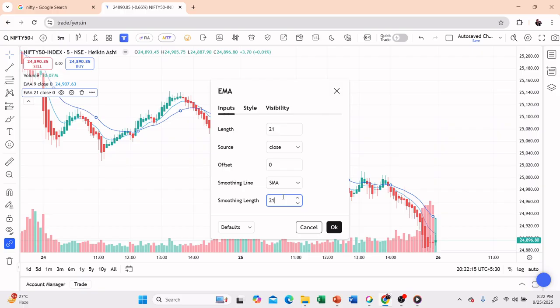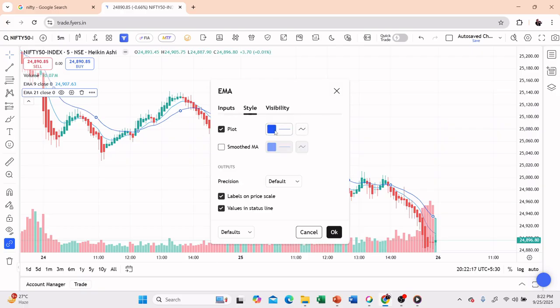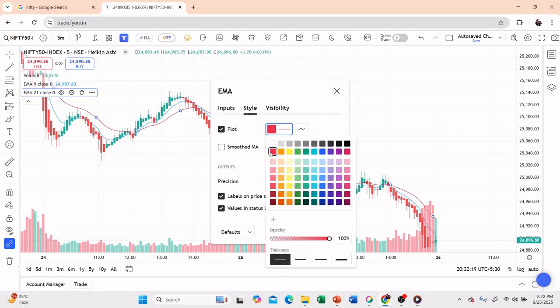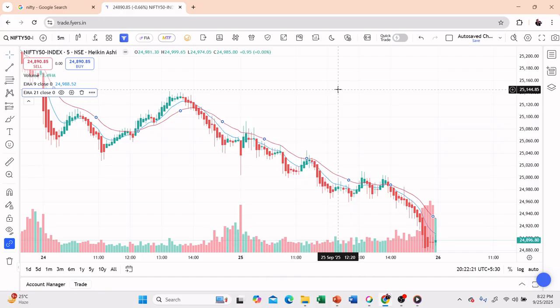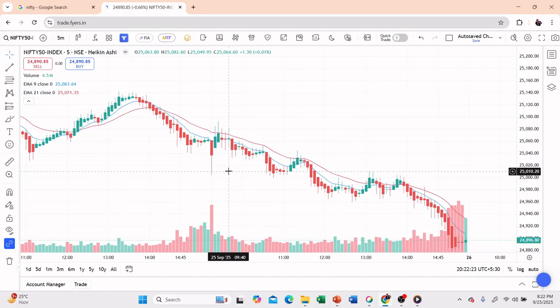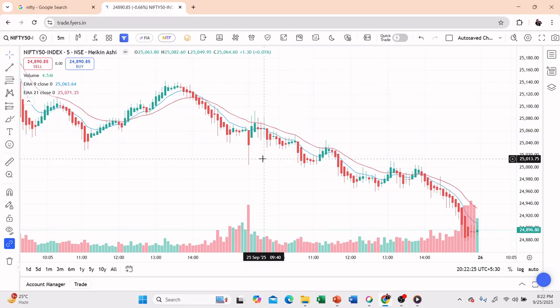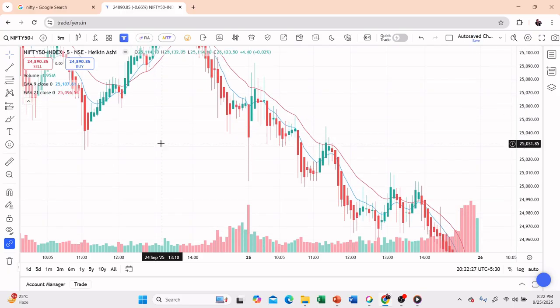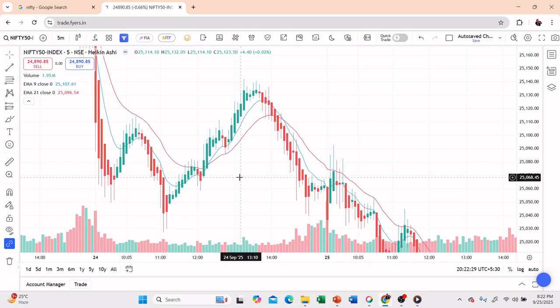The smoothing factor I would also change to 21. The style, I'm going to change to a slow moving line. I will just put it as red and apply. Now what you see here are two distinct lines. One is a slow moving line, which in this example is 21. The other is a fast moving line, which is the 9 period exponential moving average.